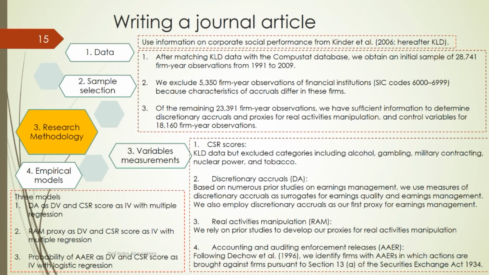In the second model, they looked at the real activities manipulation, whether that's been influenced by the CSR firms, and CSR firms were measured using CSR score, which is the independent variable. The third was the probability of the regulators making enforcements. That was the dependent variable, and the independent variable was the CSR scores.